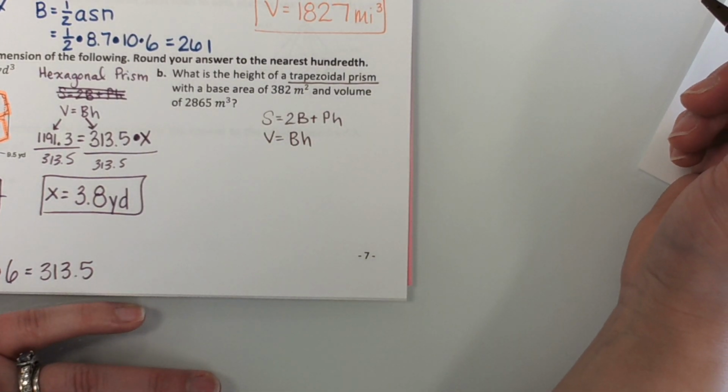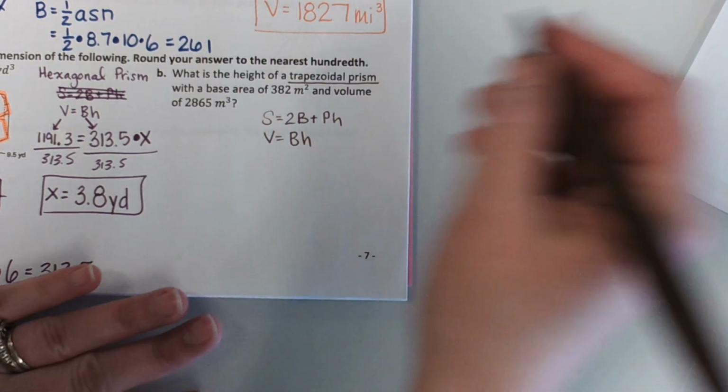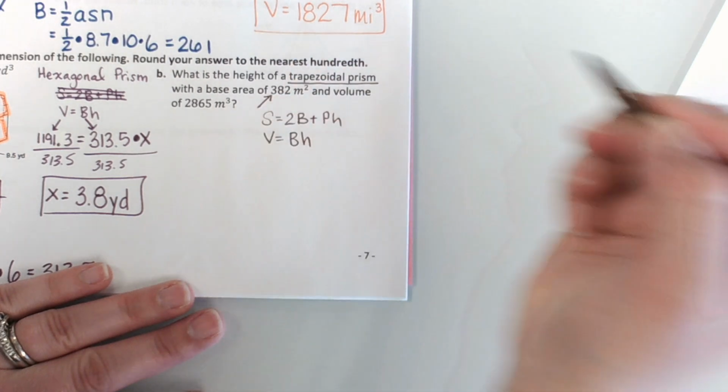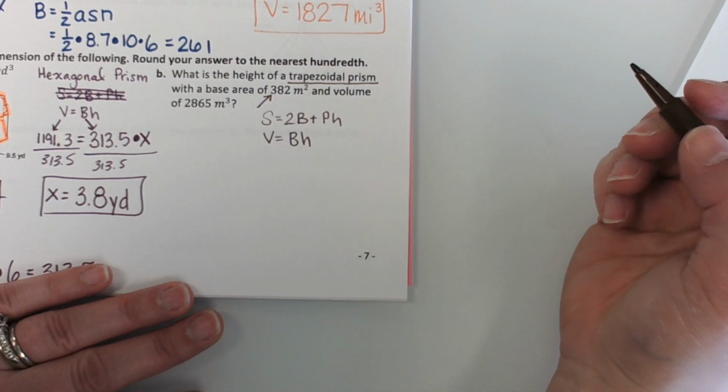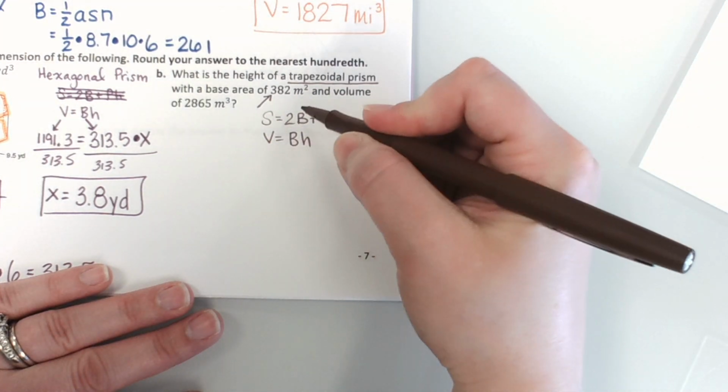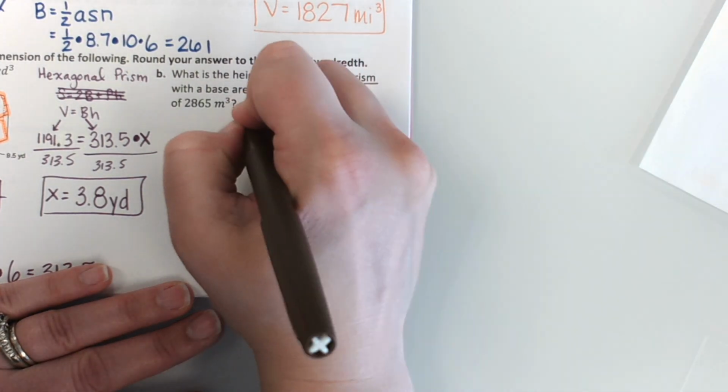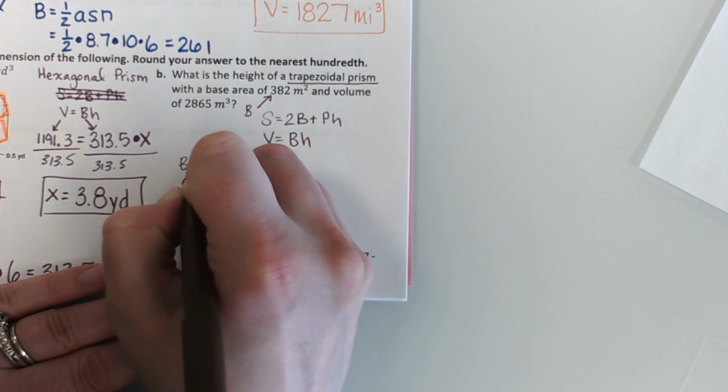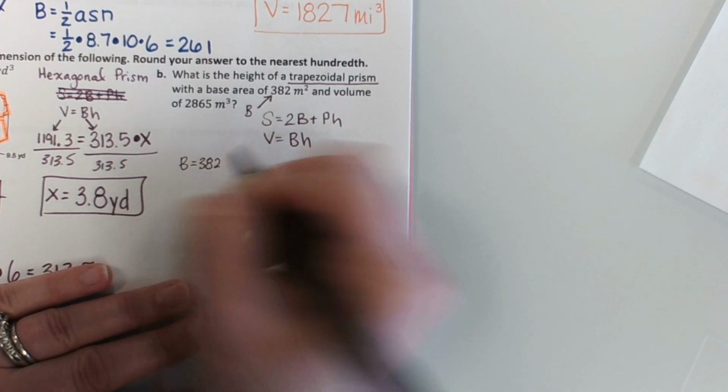What information do I know in this shape? The base area and the volume. I know base area. What variable does it go into? Is it S? Is it V? Is it B? Is it H? Is it P? B. I know that B is equal to 382.